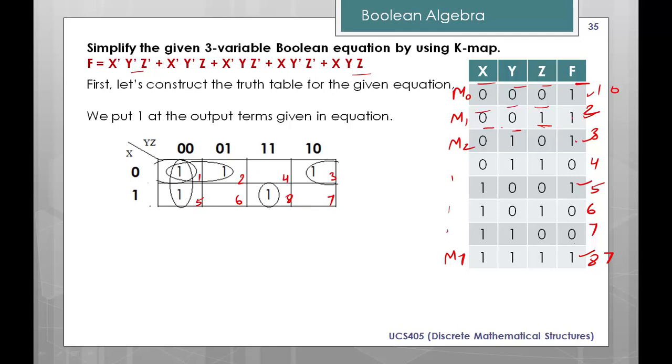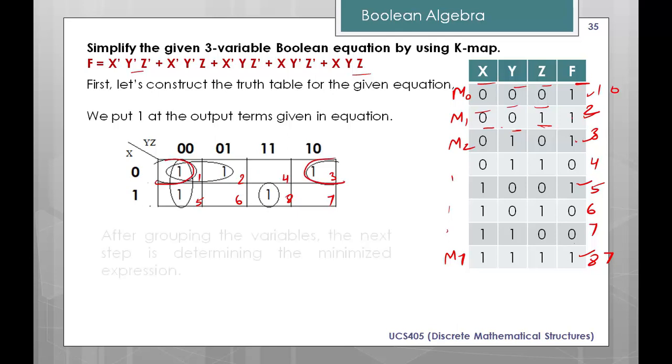So now the point is at which positions we have to place the 1? First position, second position, third position, then fifth position, then eighth position. Now how do we make the pairs? First pair is this one, second pair is this one, the third is a single one, and the fourth pair is this one.